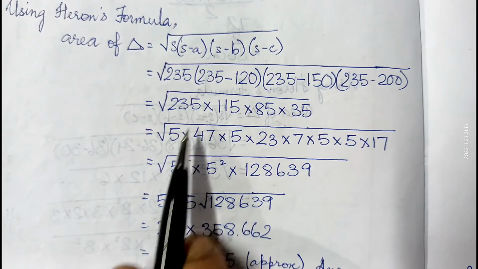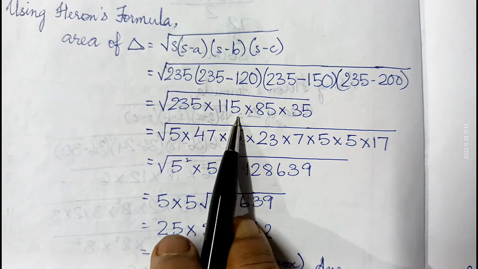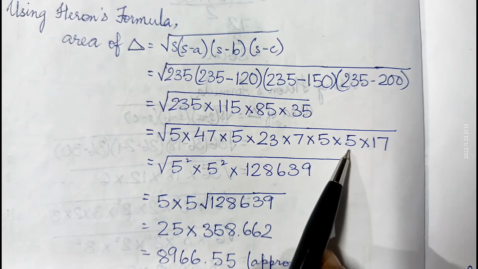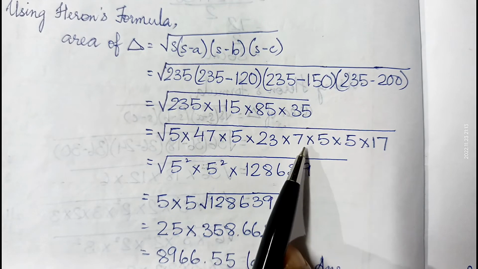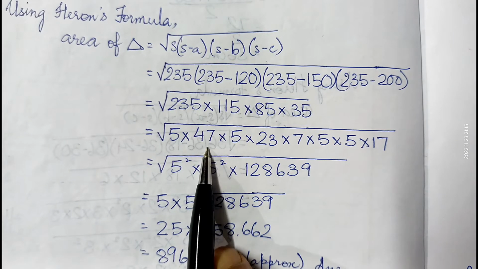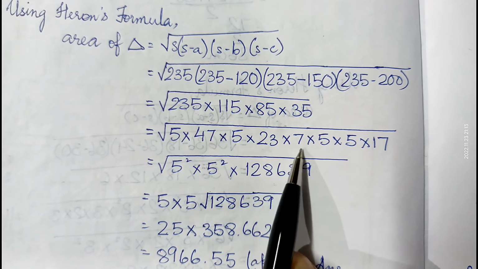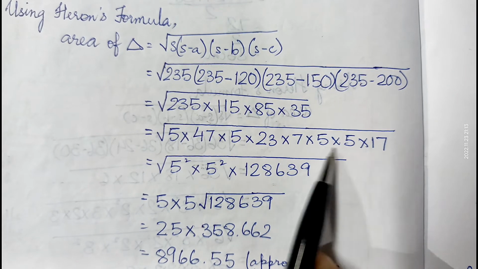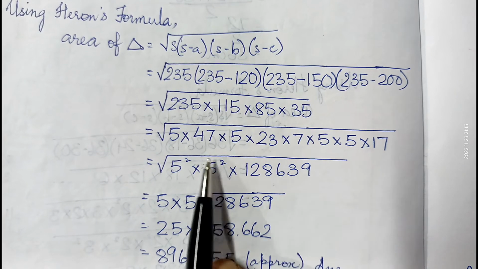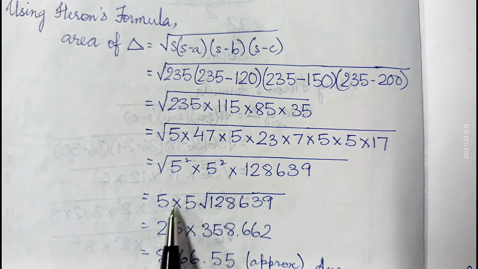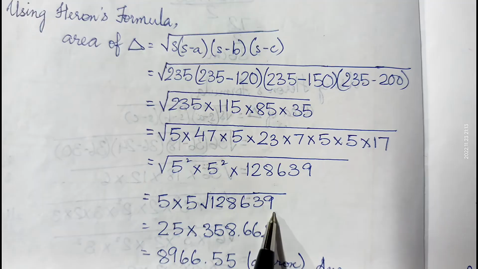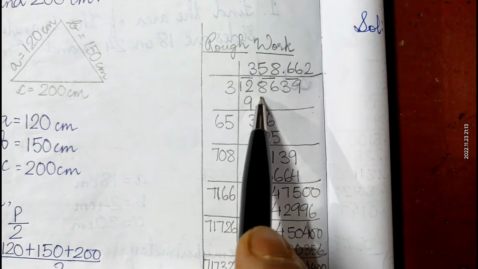Now 235 can be written as 5 into 47. 115 can be written as 5 into 23. 85 can be written as 5 into 17, and 35 can be written as 7 into 5. So here 5 into 5 is 5 square, 5 into 5 is 5 square, and 47 into 23 into 7 into 17. These are not in the form of pairs, so if I multiply I am going to get 128,639. So root and square will cancel. This 5 and 5 will be outside the root, and we are left with root over 128,639. Now we have to calculate the square root of 128,639.